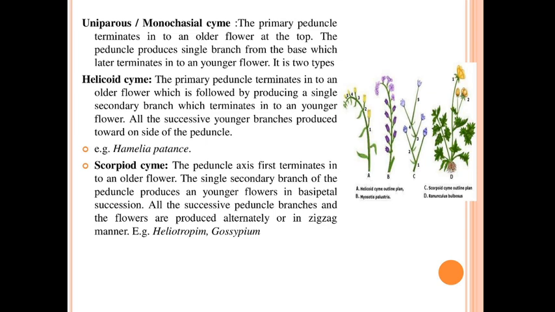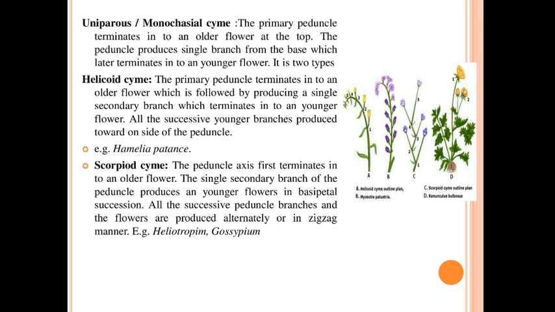Now, this uniparous or monochasial cyme is again divided into two different types: helicoid cyme and the scorpioid cyme. In helicoid cyme, you have the primary peduncle terminating into an older flower, which is followed by producing a single branch. All the successive branches are produced on one side of the peduncle. Most common example is Hemelia patens.